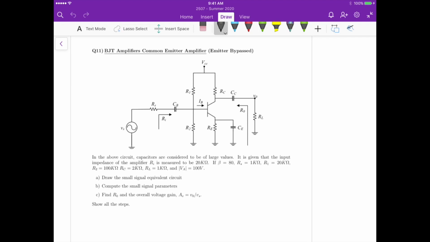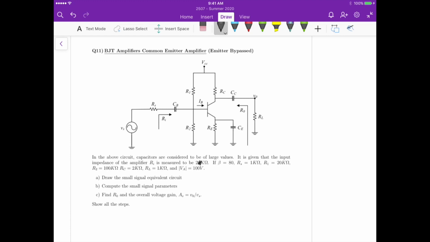Okay, so for question 11, we have a BJT in a common emitter amplifier configuration, emitter bypassed. We have some values here for the circuit. We know first that the input resistance is 20K. It should be 2K. Okay, so this version that I'm using is incorrect, so it should be just 2K.